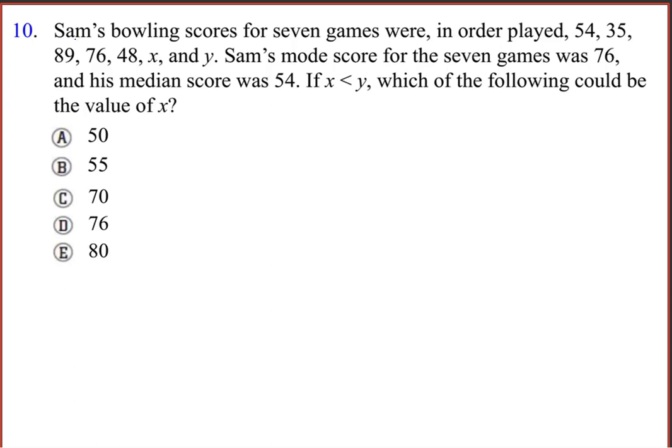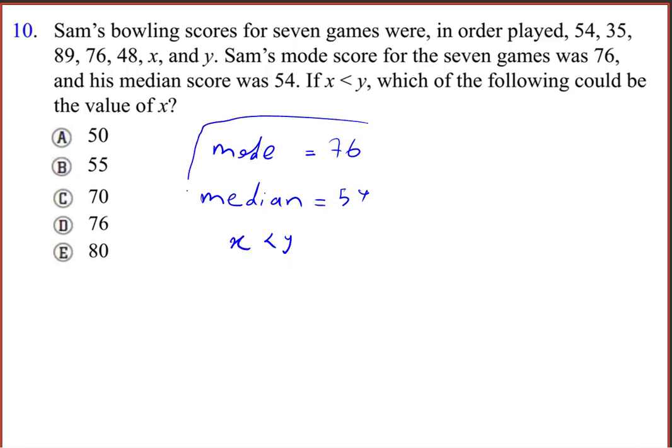So this is the last question in this part. Sam's bowling scores for 7 games were, in order played, 54, 35, 89, 76, 48, x and y. We don't know the values of x and y. These are the information of the question. It says that mode of these numbers is 76 and median is 54. Okay, and another information is that x is less than y. These are the information from the question.